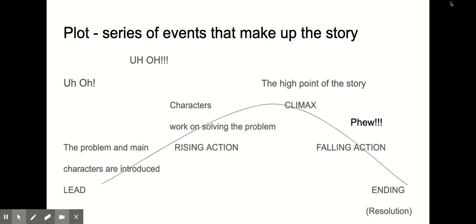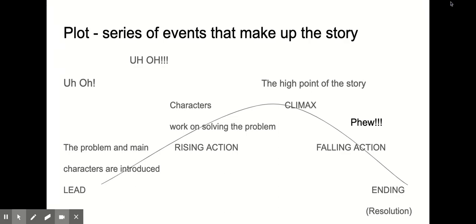Today, I will be teaching a strategy that will help you think about the plot of your story. The plot is a series of events that make up the story. Your story looks like this. We start with uh-oh. That's when the problem and main characters are introduced. That is part of your lead.